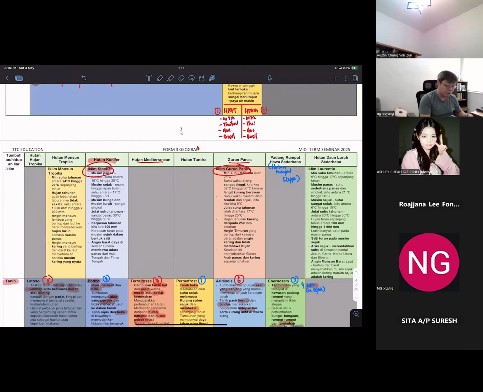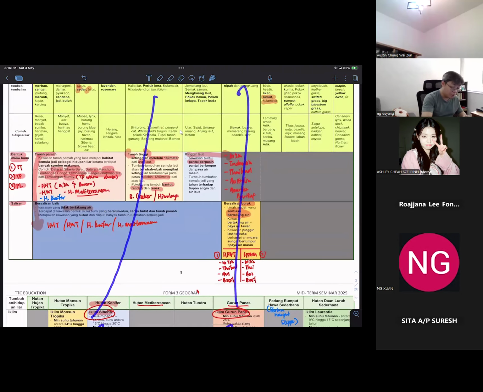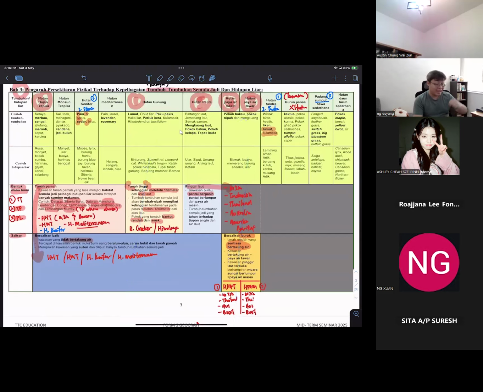Why? Because they are targeting the iklim linked to the tumbuh-tumbuhan. So what kind of min suhu and what kind of hujan lets which type of plants survive in Hutan Conifer and then the kawasan Gurun Panas.